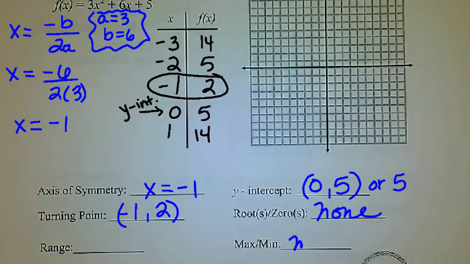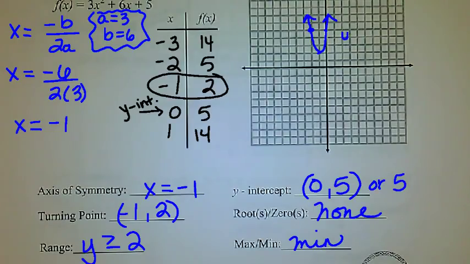This is going to be a minimum, and the range is going to be y greater than or equal to, since it opens upward, 2. Okay, so I found all of this without actually putting my graph down on the paper. All right, so I am going to put the graph down though. 1, 2, 3, 4, 5. 1, 2, negative 1, 2, and then 0, 5. Alright, so that's as far as I'm going to go.